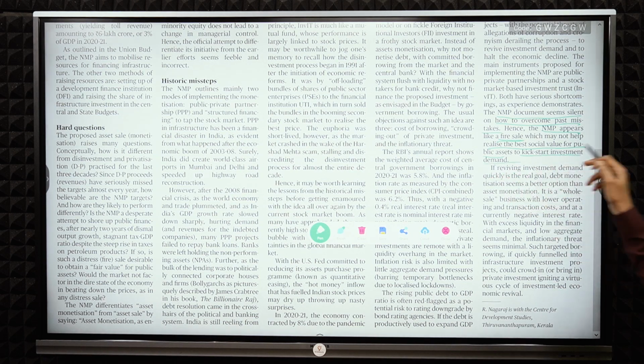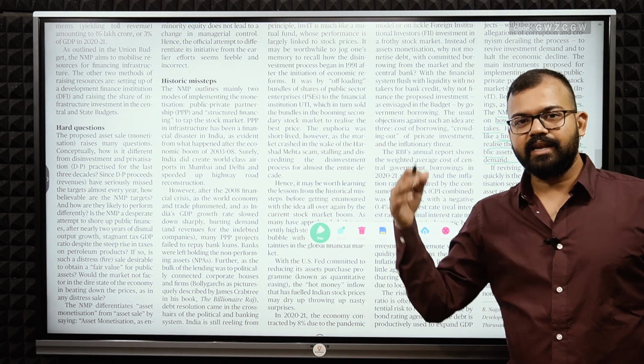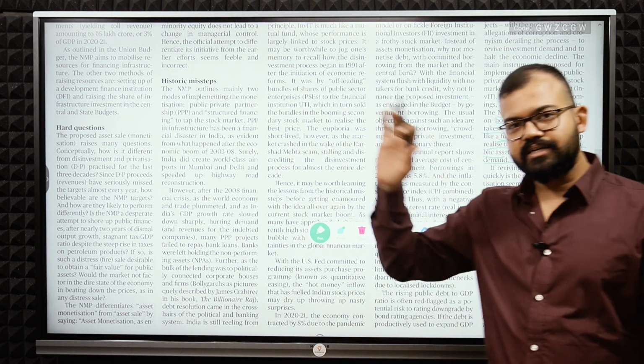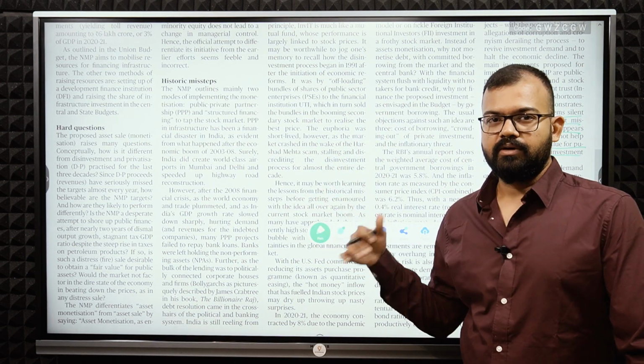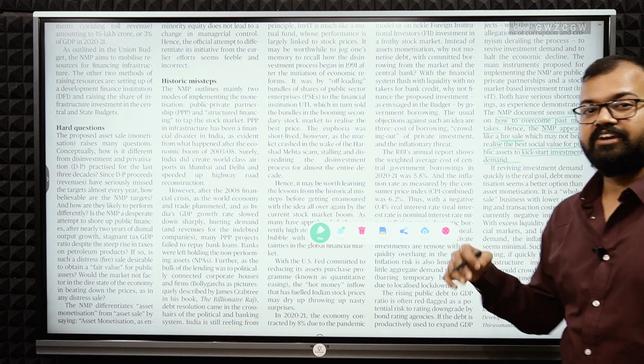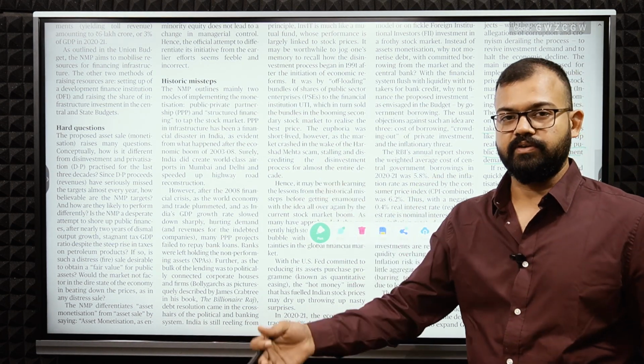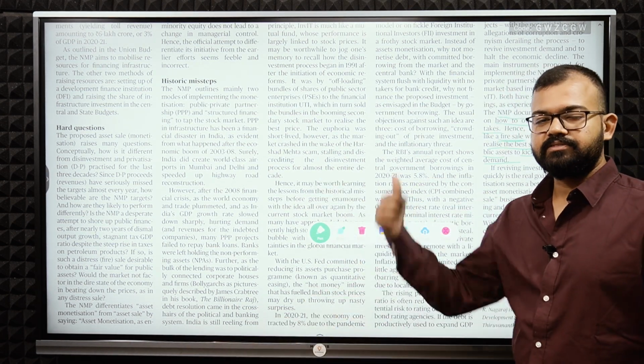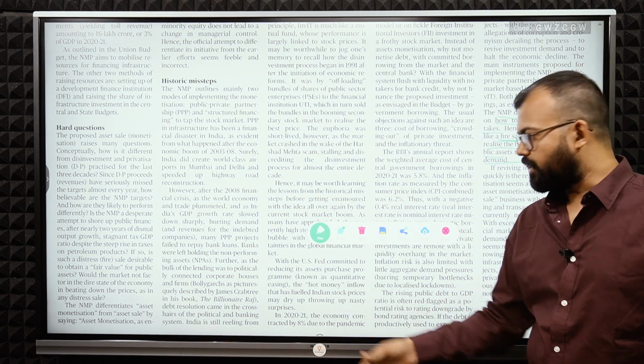kickstart investment demand. Now, as I said in the last video where I was discussing the answer writing practice with all of you, it is important that the Indian economy should be investment driven, not consumption driven. Right now it is consumption driven. That's why the government is trying to bring this scheme.